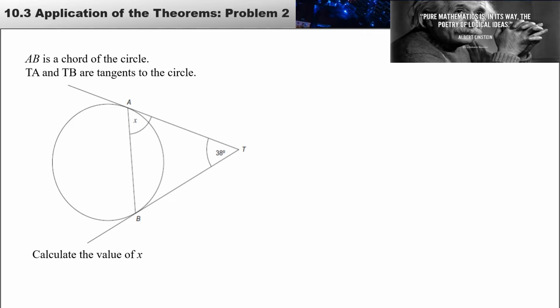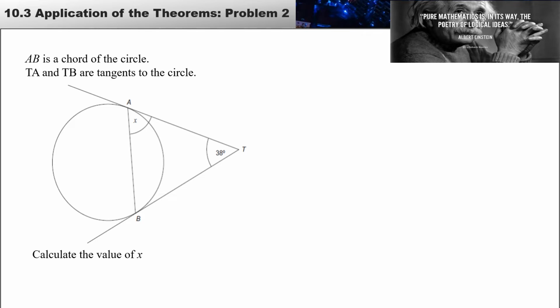Second problem, AB is a chord of the circle. TA and TB are tangents to the circle. So we see here TA and TB. You are asked to calculate the value of x. Go ahead and try that now. Pause the video now. Okay, congratulations to those that got this correct. You are a brilliant mathematician, and keep up the good work. And for those of us that probably didn't get through, or you're just waiting on me to give you the solution, I will gladly oblige.